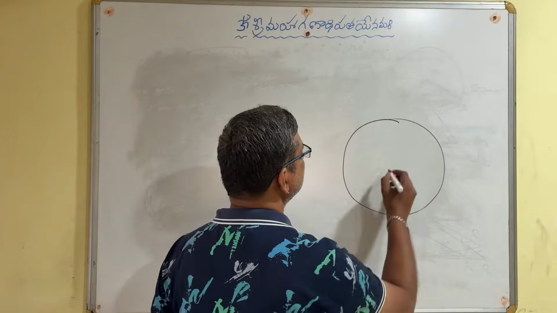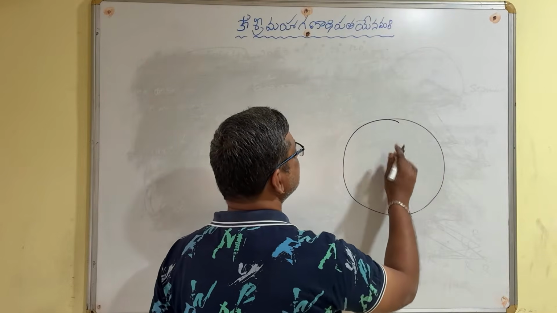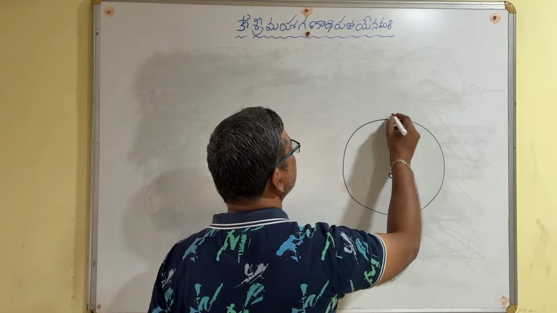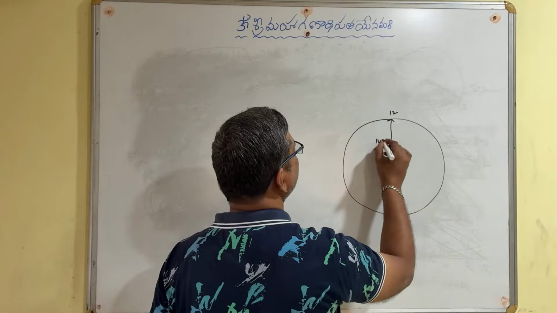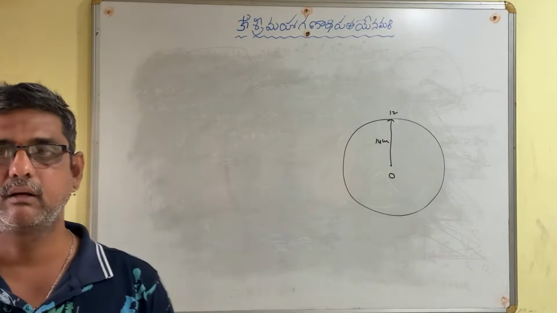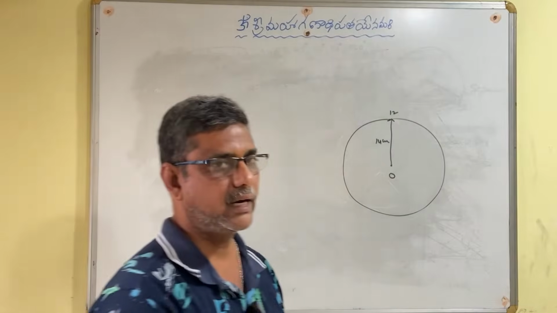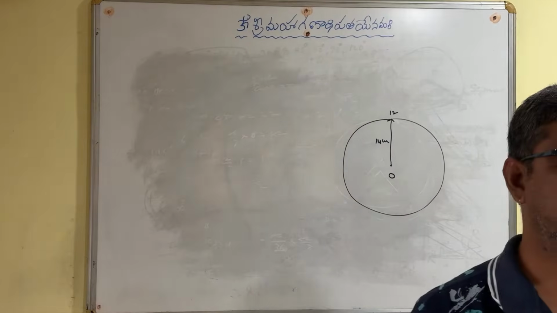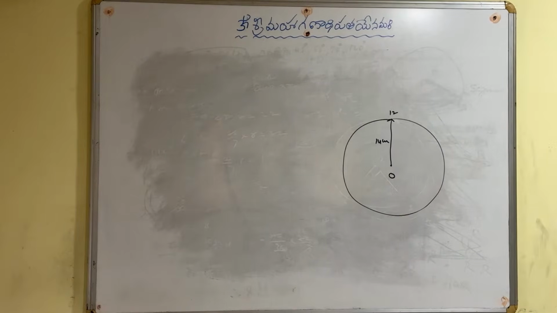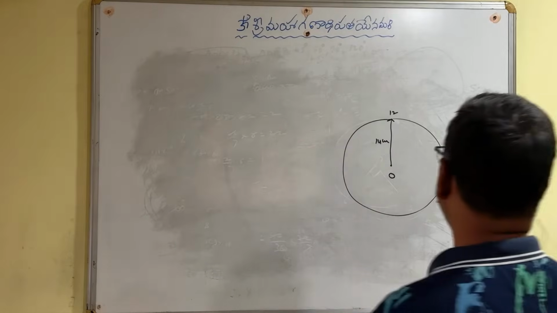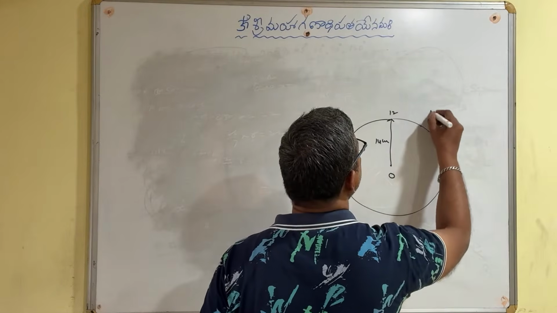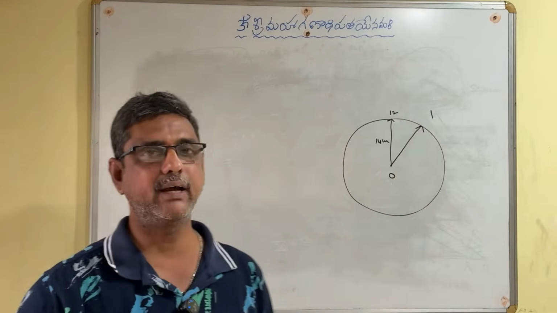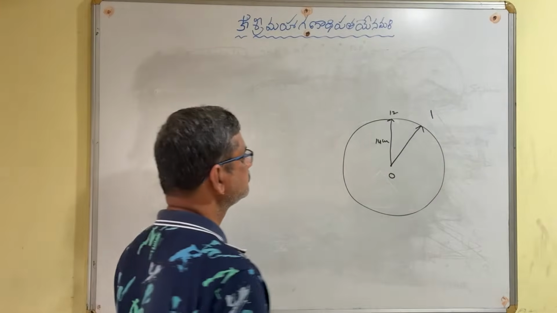There is a wall clock. O is the center of the wall clock. Initially the minute hand is over here at 12, whose length is 14 centimeters. Let us assume the minute hand initially is at 12 and its length is 14 centimeters. And after 5 minutes, it is at 1.